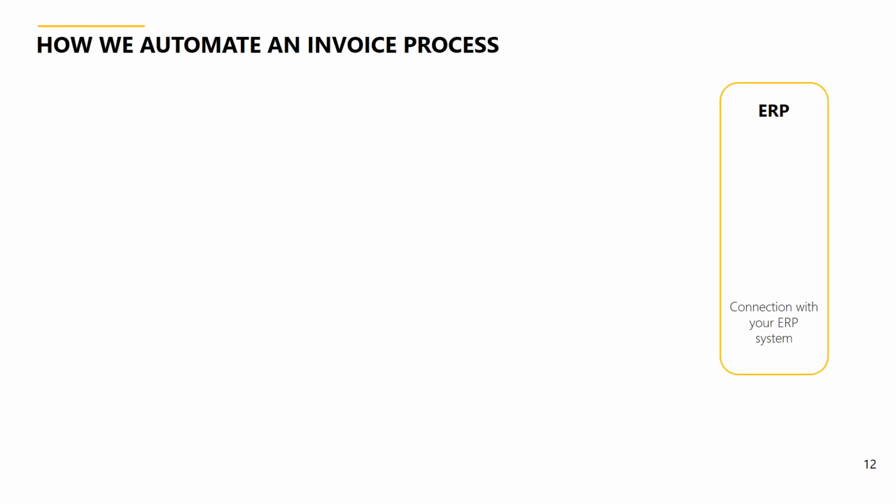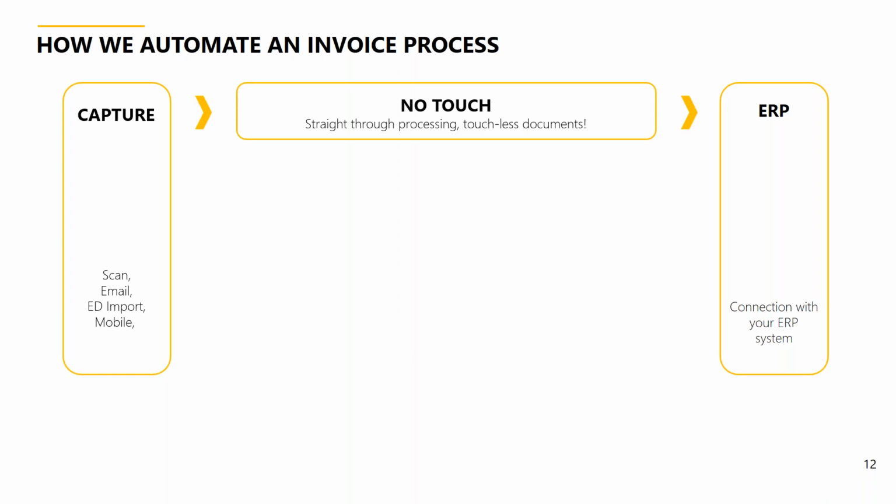So this is how ITESOFT looks at automating an invoice process. To the right-hand side of the slide, you have your ERP system. To the left-hand side, capture. Capture can be scanned paper, it can be email attachments, it can be electronic data imports, or it can be from a mobile platform. In our most wonderful of worlds, with no touch at all, invoices are captured, validated, extracted, and then matched and passed straight through processing, touchless, to become connected into the ERP as ready for payment.